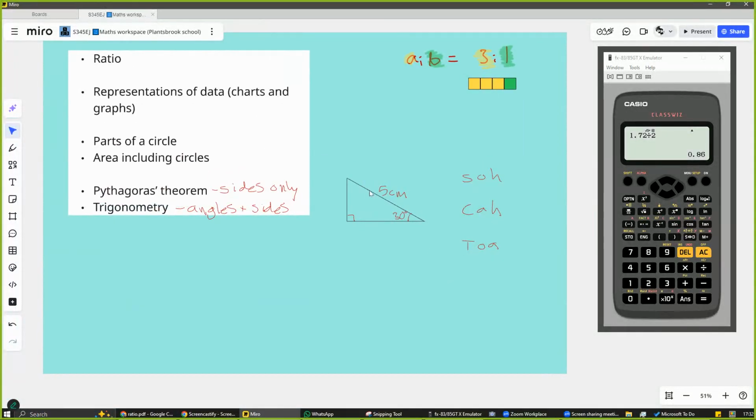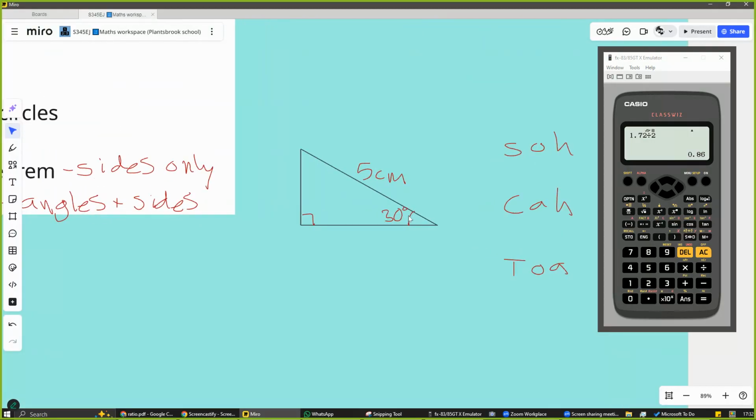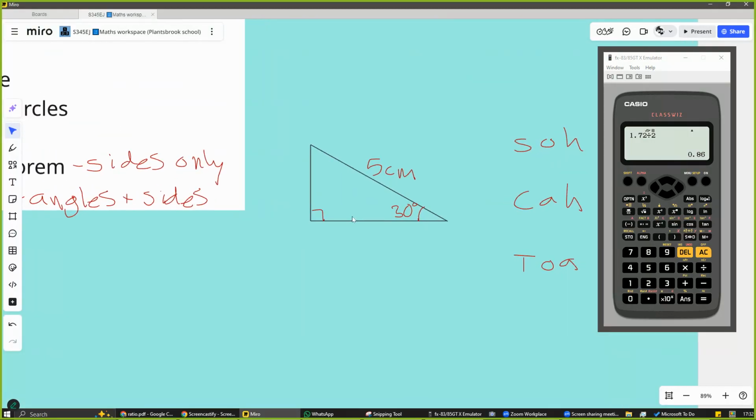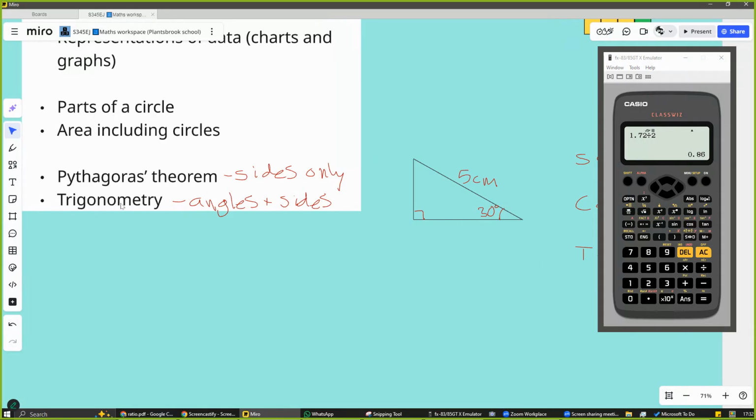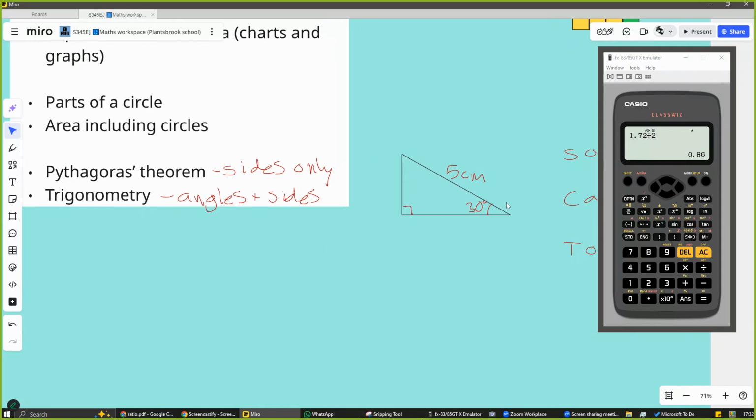Okay, so if we've got a right angle triangle and we are working with an angle, so either we have an angle or we're being asked to work out an angle, then we want to use trigonometry. If it's only sides we're working with, so we don't have an angle and we are not being asked to work out an angle, then we would use Pythagoras.